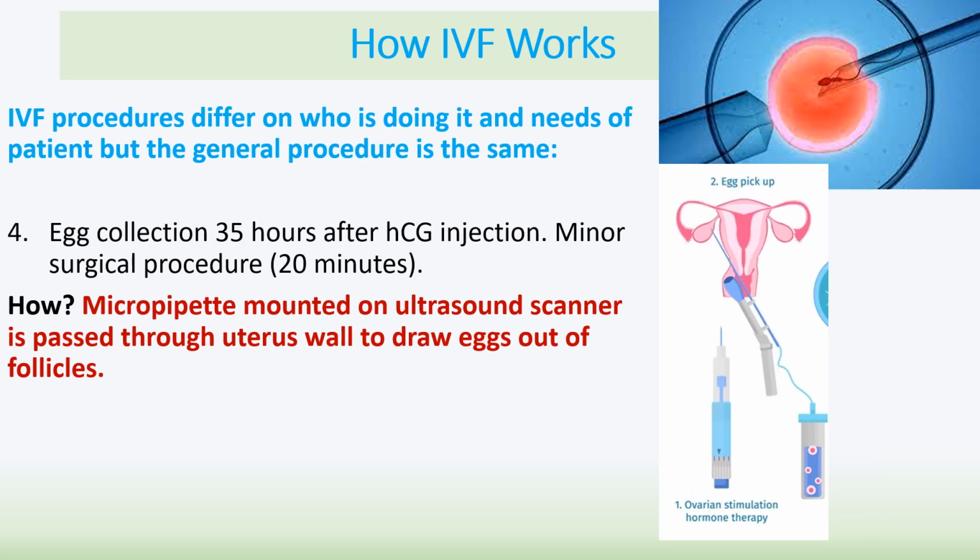The eggs will then be collected 35 hours after the HCG injection, which is a minor surgical procedure taking about 20 minutes, and a micropipette is mounted on an ultrasound scanner and is passed through the uterus wall to draw the eggs out of the follicle.